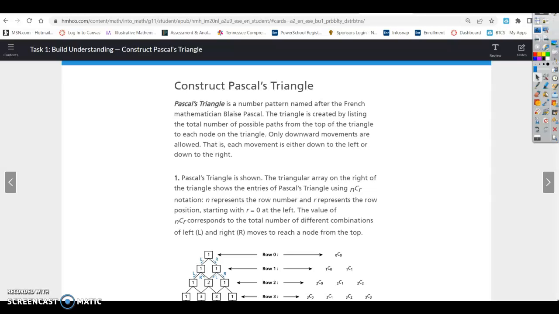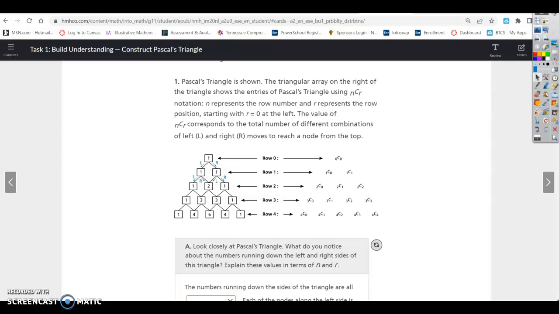The triangle is created by listing the total number of possible paths from the top of the triangle to each node on the triangle. Only downward movements are allowed. That is, each movement is either down to the left or down to the right.